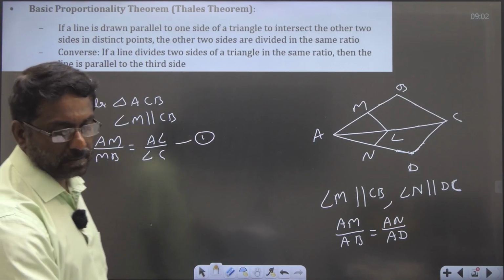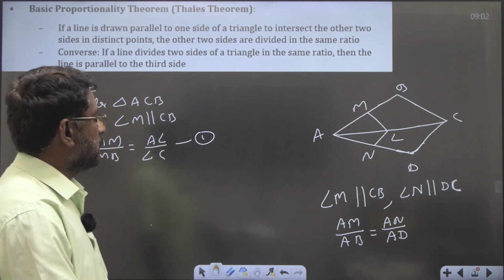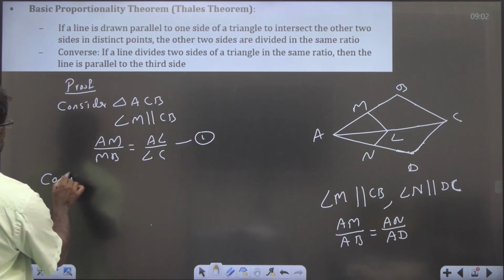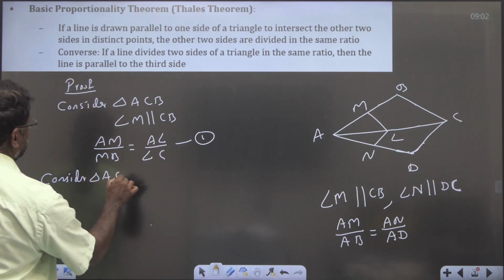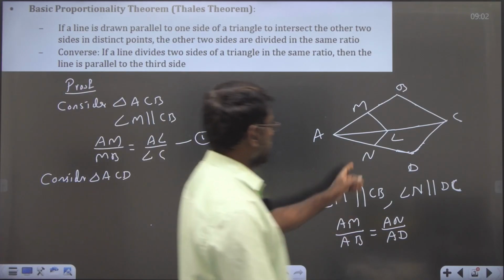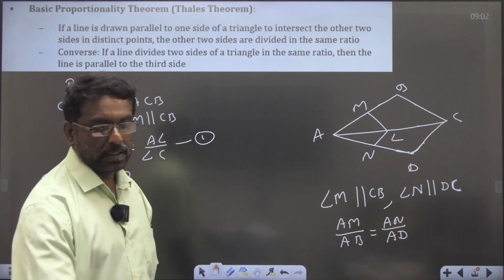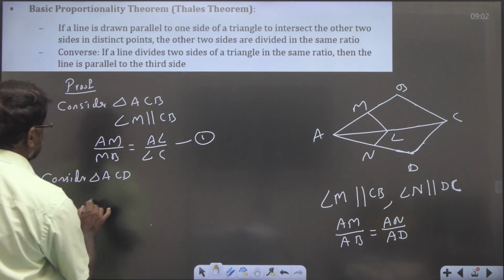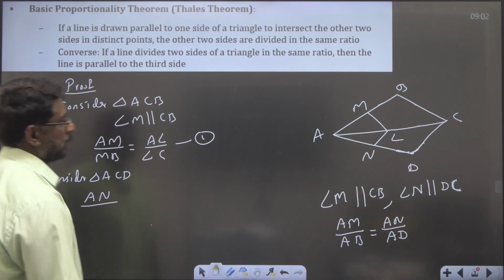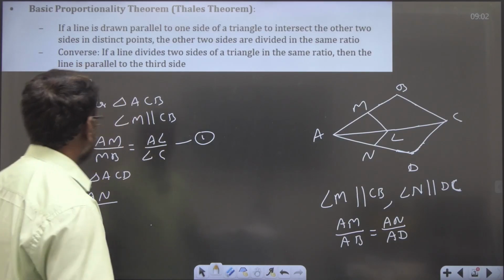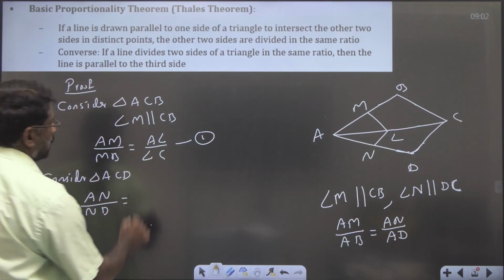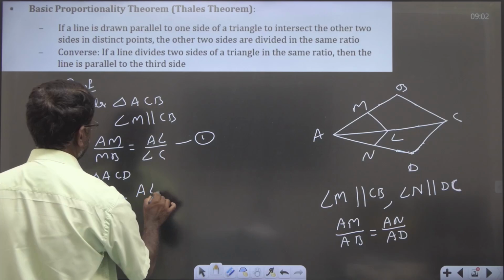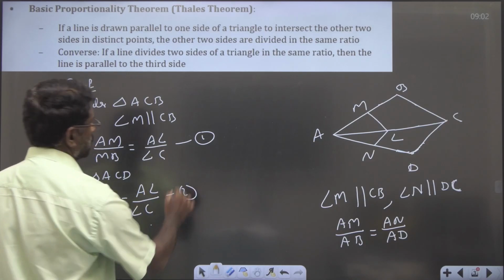Then again, consider the second triangle, triangle ACD. In triangle ACD, LN is parallel to DC. Again, apply the basic proportionality theorem. AN divided by ND is equal to AL by LC. Take it as equation 2.